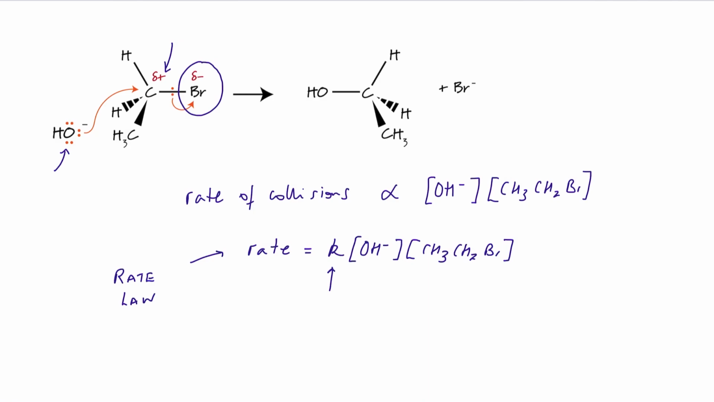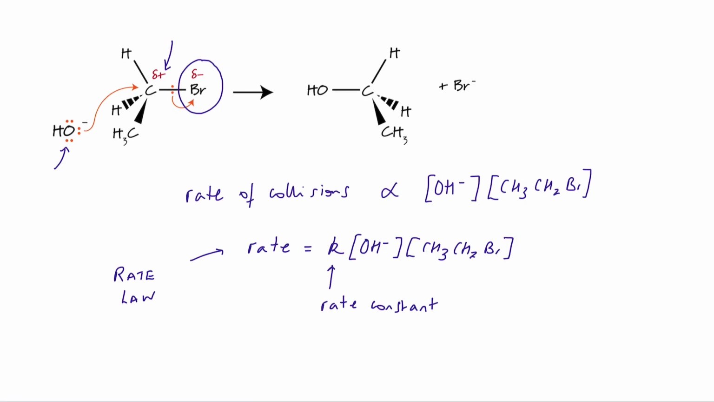k is our rate constant, and it's specific to this particular reaction. It has to be found experimentally because its value depends on the size of the molecules, their speed, and the fraction of collisions which have the correct orientation and sufficient energy to overcome activation enthalpy.